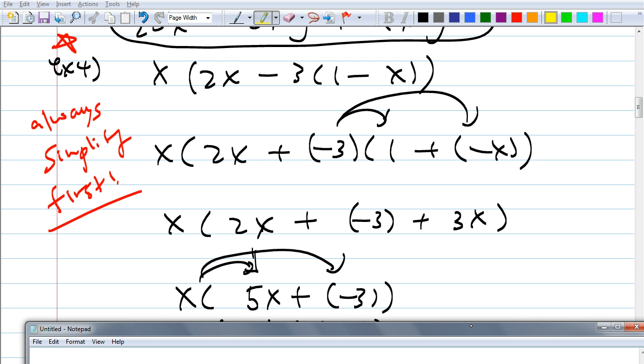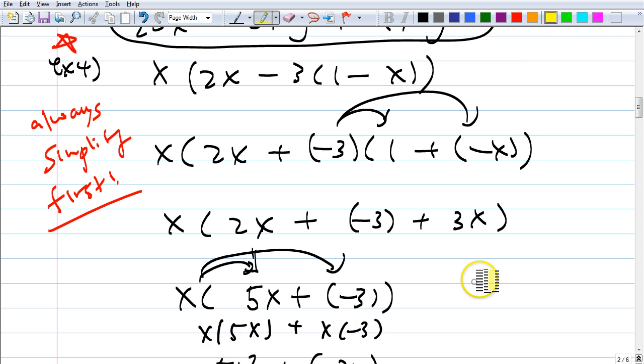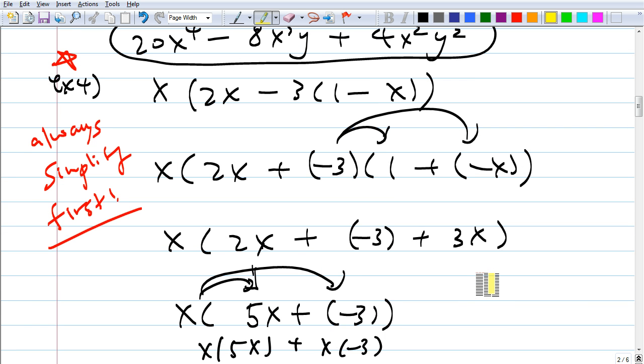So Audrey, what should I write next? 5x squared. Oh, don't do it in your head. Let's just write out the step. I know you could do this in your head, but what would it be? So we don't want to make silly mistakes. x times parentheses 5x plus x parentheses. That's right. And of course, when you do this, Audrey, this becomes 5x squared plus negative 3x. That's right.